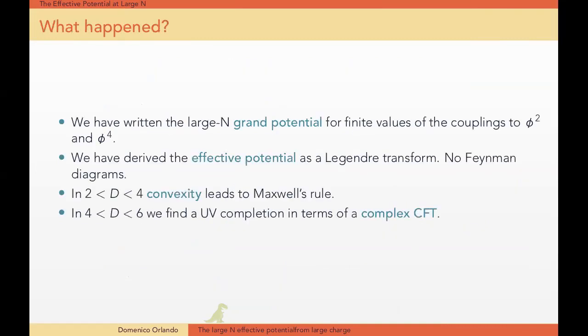Okay, so time to wrap up. Here, I've shown you how I can write a large N effective grand potential for finite values of the couplings, and from there derive an effective potential. And depending on how many dimensions I am in, I either rediscover Maxwell's rule, or I can find, for example, in 5D that I need a complex CFT to UV complete the theory.